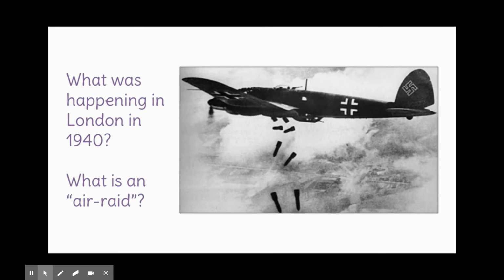What was happening in London in 1940? The text says there were air raids. An air raid is when bombs are dropped from an airplane, like this one. This photograph shows an actual German airplane dropping bombs on London during World War II. Let's learn a bit about this war so we can fully understand what is happening in the story.